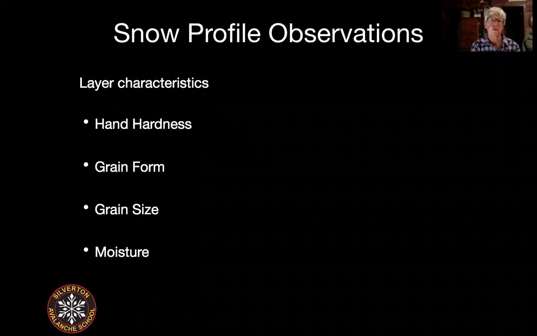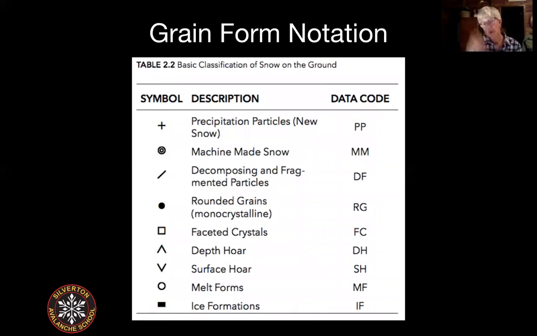So once you get your layers identified, then you're going to go through each layer and do the hand hardness for that layer, the grain form for that layer, the grain size, and the moisture content. When it comes to grain form, you need only know the major categories. So rounds, facets, melt-freeze, ice crusts. Don't need to know the subcategories like near surface facets. You only need to know that they're facets. This is from the SWAG: you also want to know the data codes and the symbols for the various snow grain types that you are documenting in your field book.